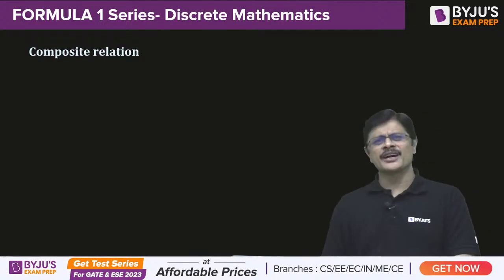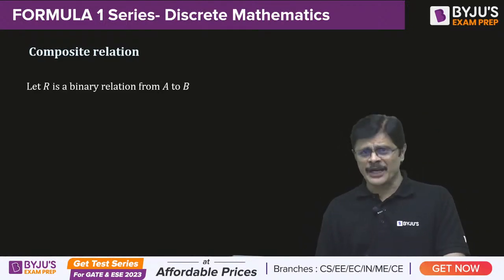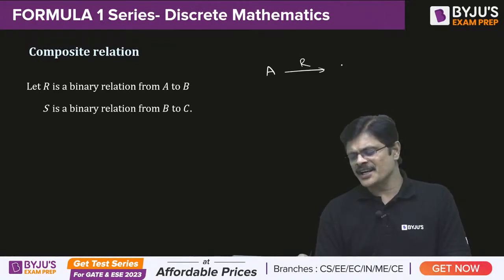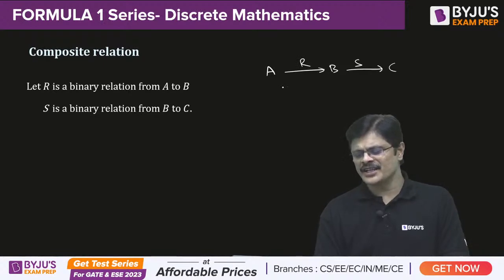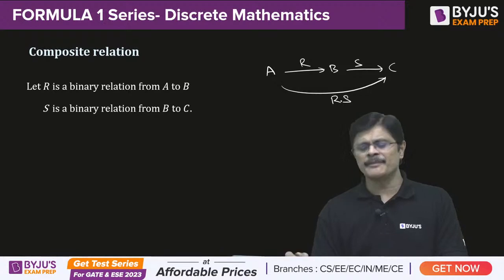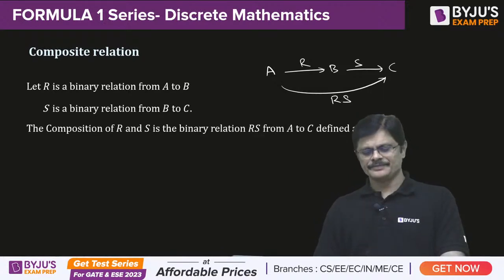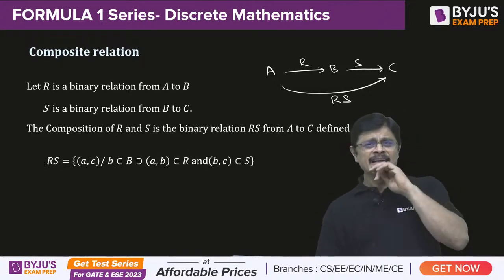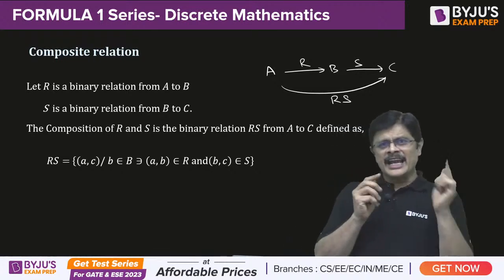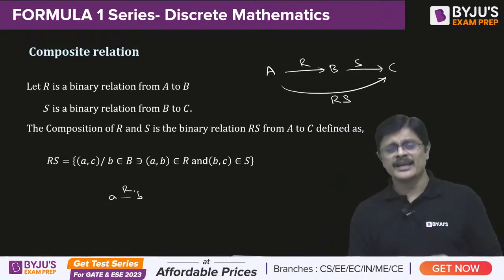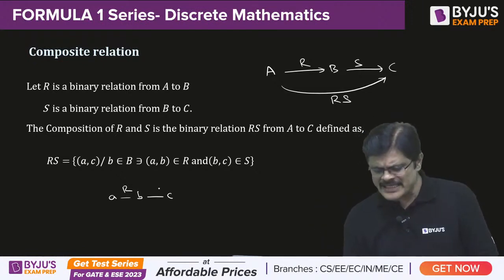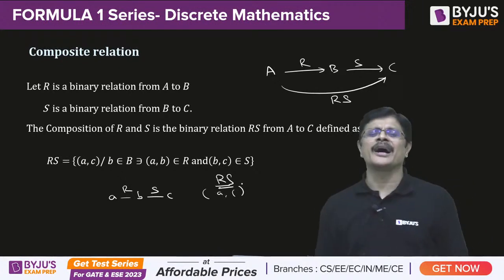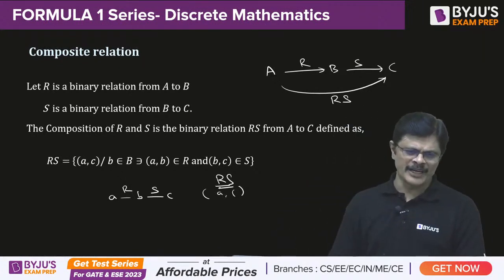Composition is one more interesting concept. If R is a binary relation from A to B, and S is a binary relation from B to C, the composite relation is directly from A to C, my dear friends. How is it defined? It is the set of all ordered pairs (a, c) such that there exists an element b in set B such that (a, b) is related with respect to R and (b, c) is related with respect to S. Then (a, c) will be related with respect to the composition of R and S. That is how the composition is formed.